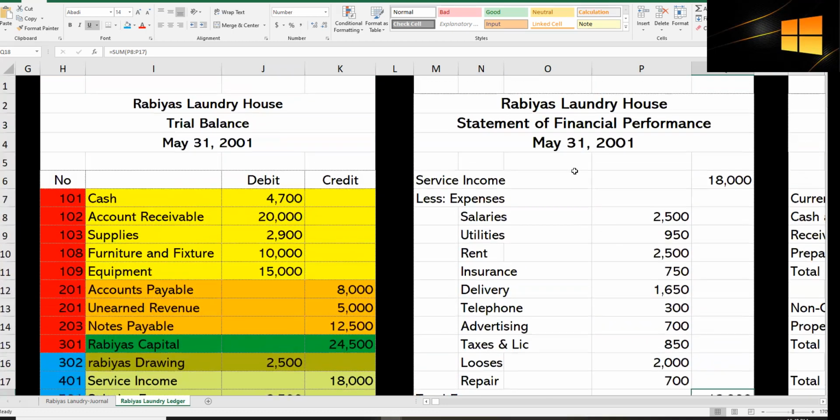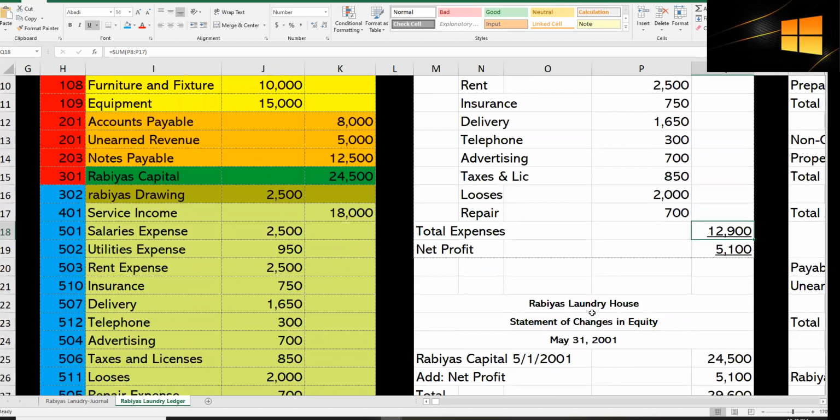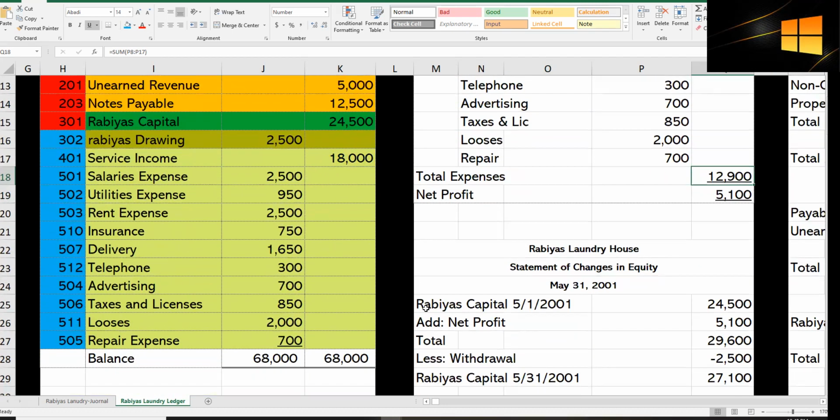Then, this one is a very essential element in order for you to prepare your next activity, which is the statement of changes in equity. What is this statement of changes in equity? Or the equity statement? Meaning, it contains the initial capital of the investors. In this case, Rabia's Capital, since this is a sole proprietorship, we only prepare it for her, right? So the initial capital of Rabia is 24,500. It is there, see? That is the balance brought forward from the previous month. So 24,500 is the initial capital.